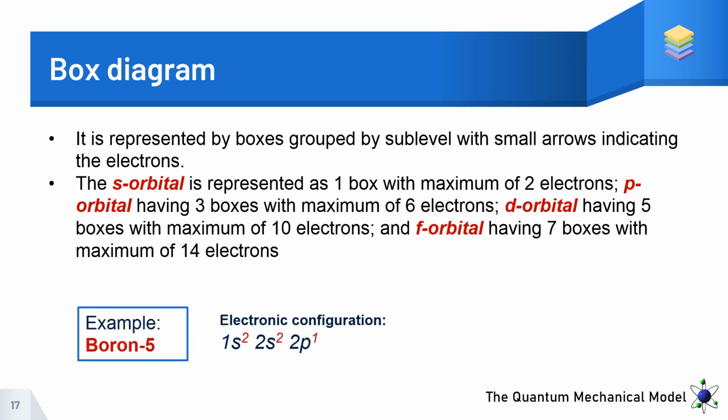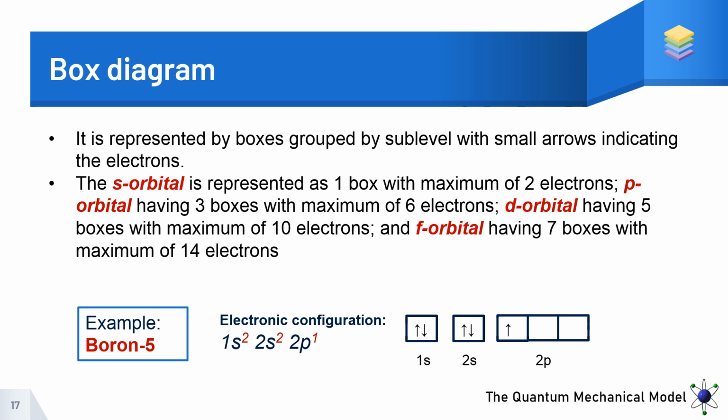Let us have this example. Again, boron, which has an electron number of 5. It has an electronic configuration of 1s2, 2s2, and 2p1. How about the box diagram? So as you can see, let us first break down the electronic configuration. We have 1s, 2s, and 2p. Again, s orbital is represented by one box. And 2s is also represented by one box.